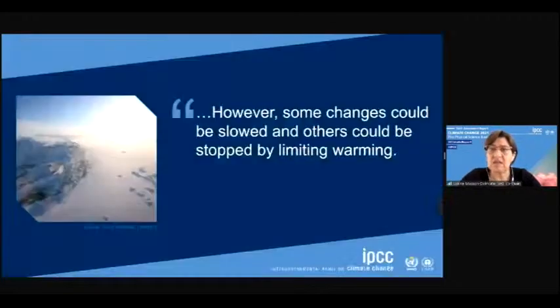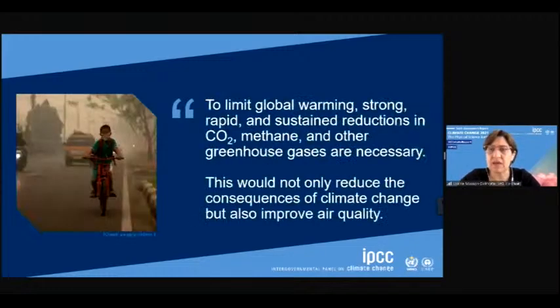The good news is that these irreversible changes can be slowed down with rapid, strong, and sustained reductions in emissions. And other changes can be stopped if greenhouse gas emissions are deeply reduced. For example, retreating glaciers and Arctic sea ice will continue to decline for at least several decades. But these changes could be slowed and stopped if emissions are reduced. To limit global warming, strong, rapid, and sustained reductions in CO2, methane, and other greenhouse gases are necessary.